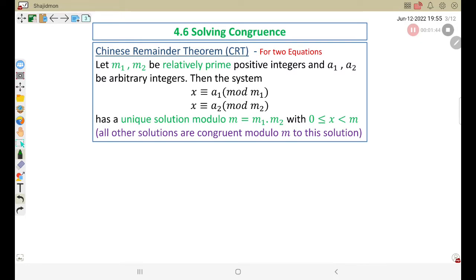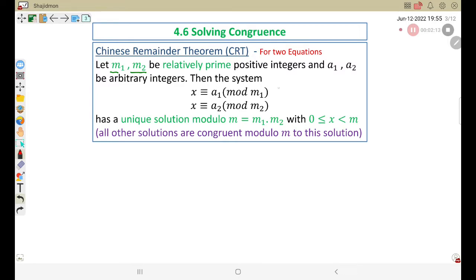What does the Chinese remainder theorem tell us, and how can we find the solution by using it? Let m1 and m2 be relatively prime positive integers. m1 and m2 are relatively prime. You know what relatively prime means? The GCD of m1 and m2 should be 1. That is the meaning of relatively prime positive integers, and a1, a2 are arbitrary integers.